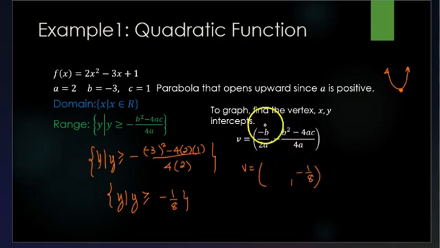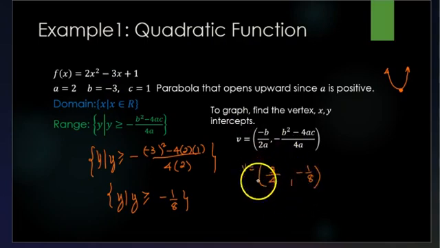For the x coordinate of the vertex, it's negative b over 2a. So if we substitute this, negative negative is positive, and 2 times 2 is 4. So this is the vertex of our parabola.